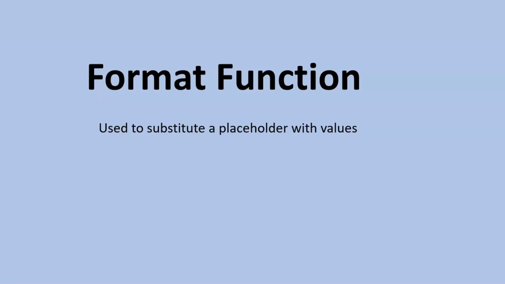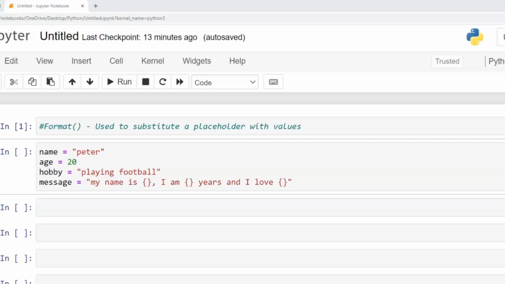Format function is one of Python's inbuilt functions. We can use the format function to substitute a placeholder with a value. Let's take a look at these variables. We have the variable name with a value Peter. We have age with a value 20, hobby with a value playing football, and the last variable is message. And inside of message, we have a sentence.